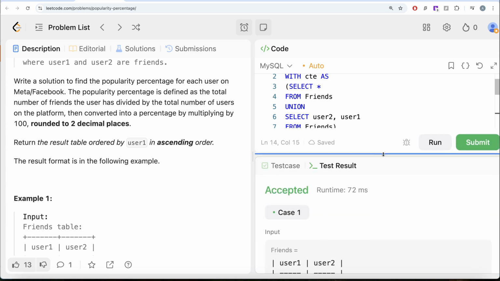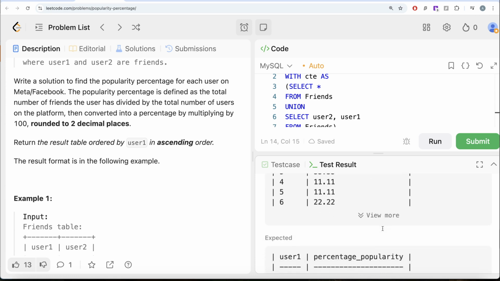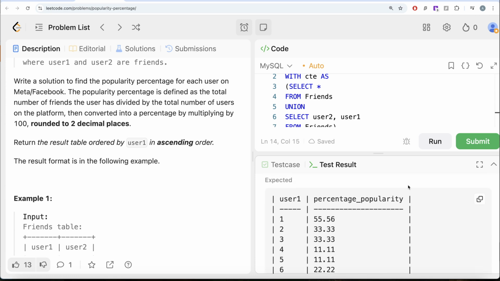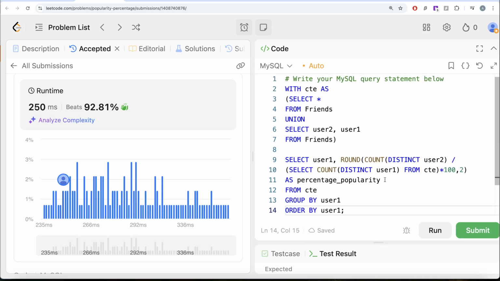Okay, let me just drag it to above. So yeah, this is accepted. Our output is same as expected output. Let me go ahead and submit this and pass all the test cases. So yeah, this is accepted, and this is how we do it.